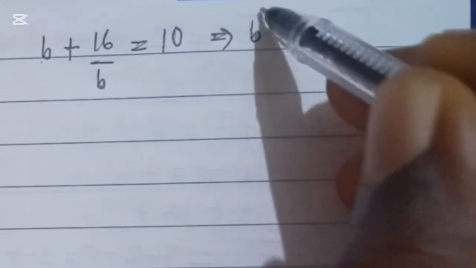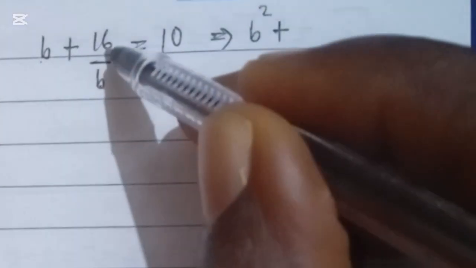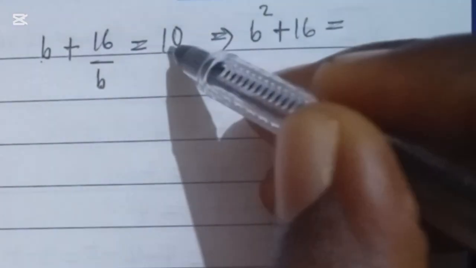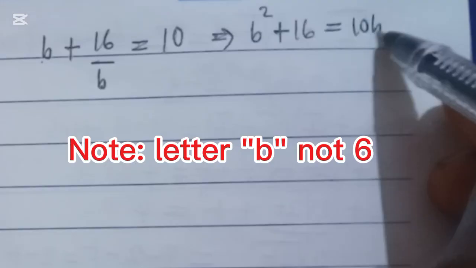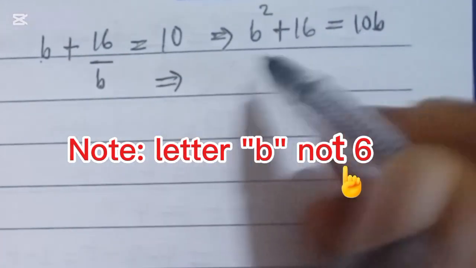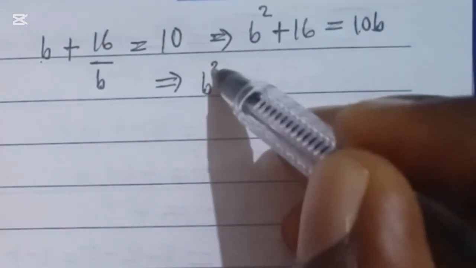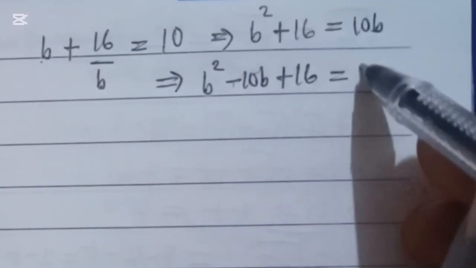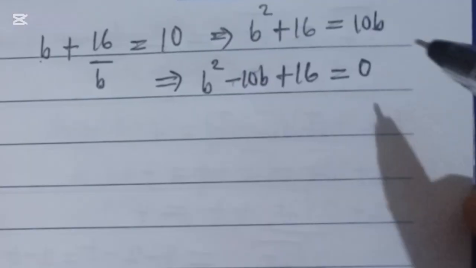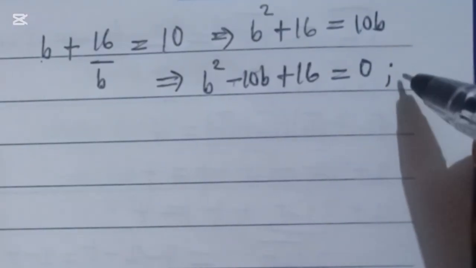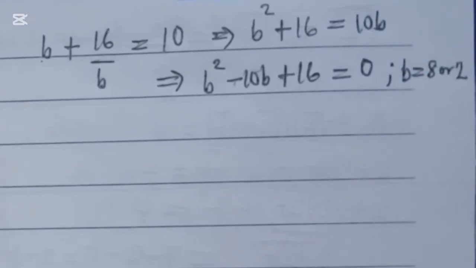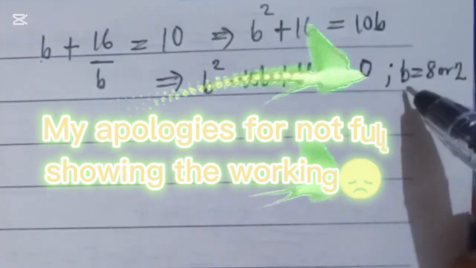And when we multiply through by b, the first term becomes b times b, which is b squared. And then the b disappears from here and we are left with 16. And then b multiplied by 10, we get 10b. Alright, so when we rearrange this equation, we get b squared minus 10b plus 16 is equal to 0. And when we solve this quadratic equation, we get b is equal to 8 or 2. Okay, all right, so now we get two values of b.